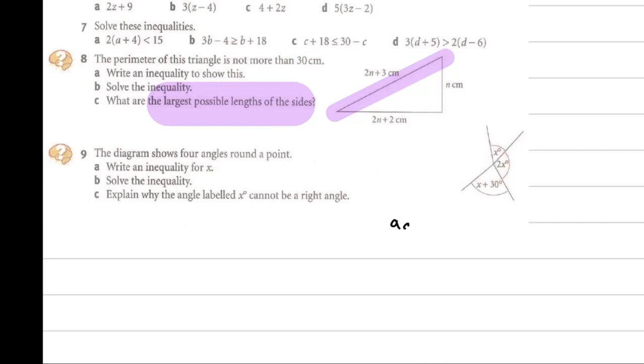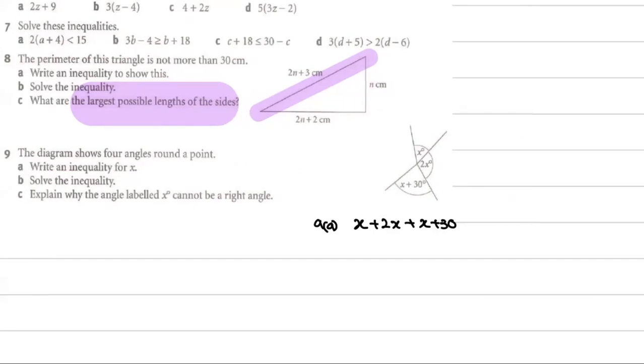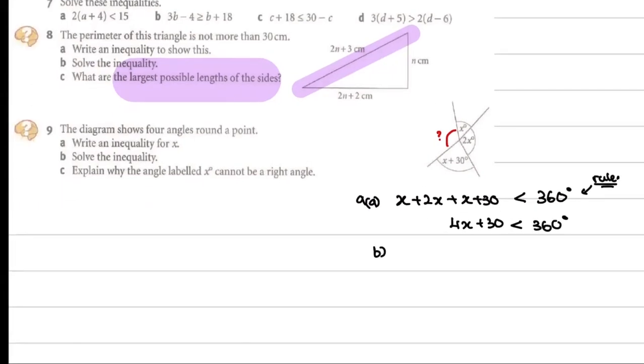So 9a will look like this. x plus 2x plus x plus 30, logically speaking, must be less than 360 degrees. It cannot be more than that, or even equal, because there's still one angle missing here. So I'm just going to make this rule. It must follow this rule. So this is my inequality, which is 4x plus 30 is less than 360 degrees. Then let's solve it.